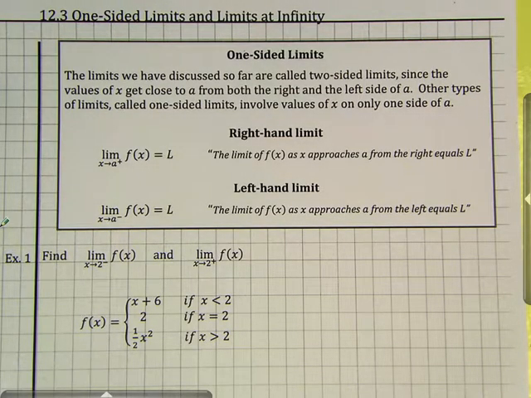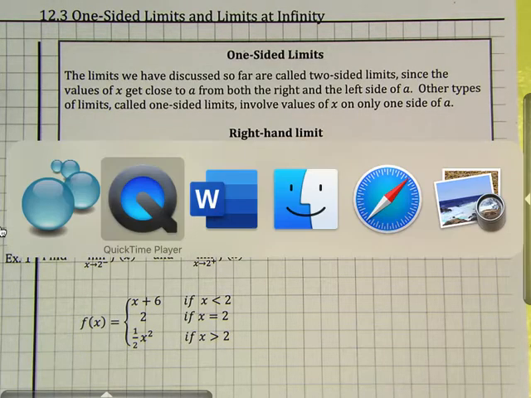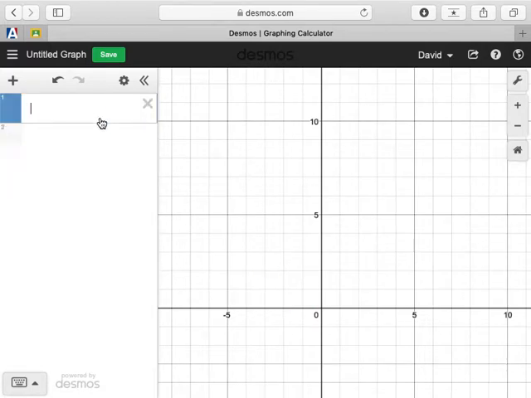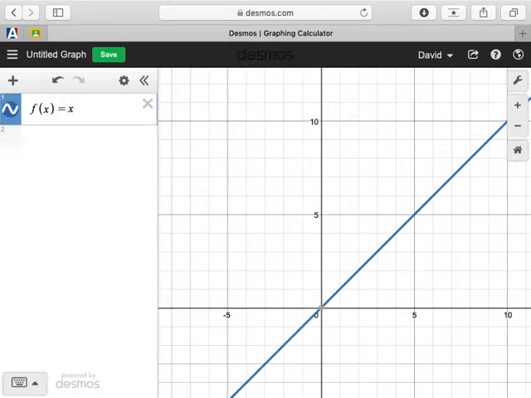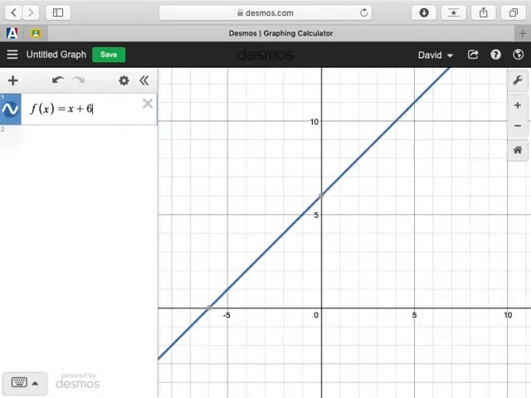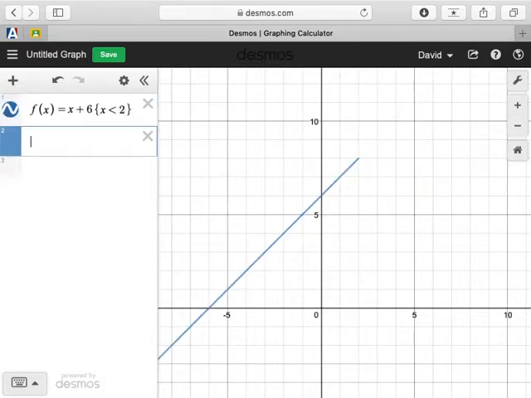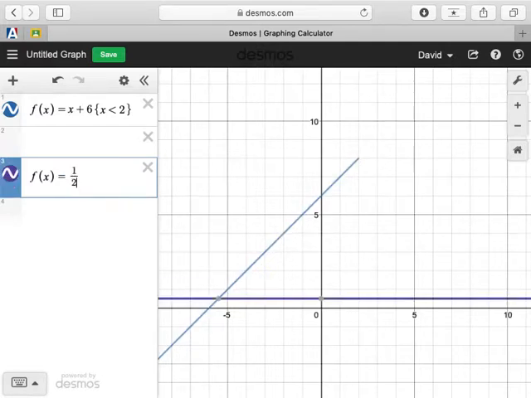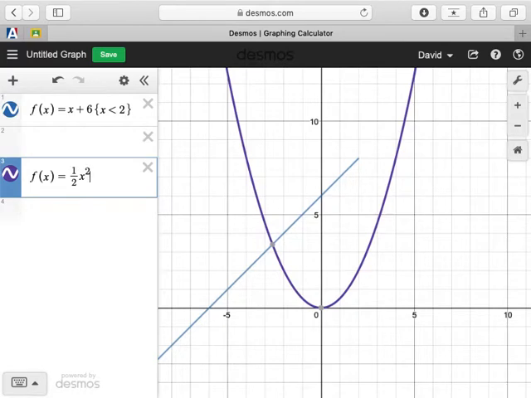Excellent. So let's go and see how you guys graphed it. We have desmos.com. The first one is f of x equals x plus 6, and we're going to restrict our domain to x is less than 2. I'll leave the second one for last. Let's do the third one. The third one we know is a parabola, and we just want a piece of it, so it'll be 1/2 x to the power of 2, and we're going to restrict our domain to x is greater than 2. So all the values where x is greater than 2.